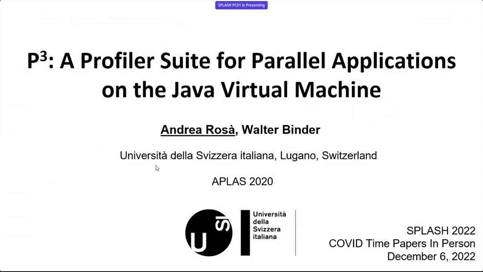Today I would like to present our work titled P3, a profiler suite for parallel applications on the Java virtual machine. This is joint work done with Walter Binder, also from Università della Svizzera Italiana. This work was originally accepted for publication at A+ 2020.